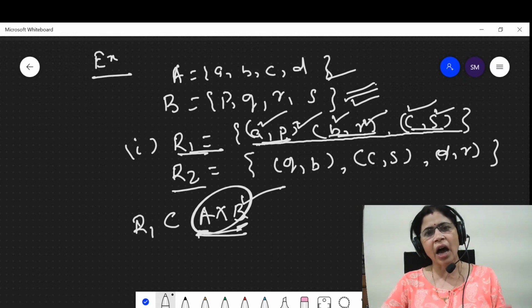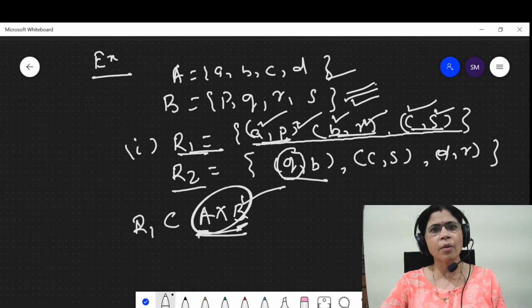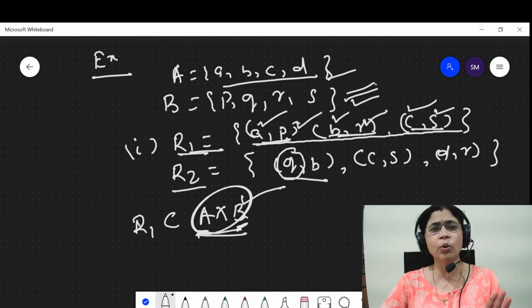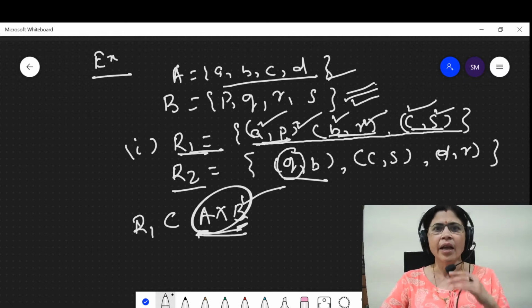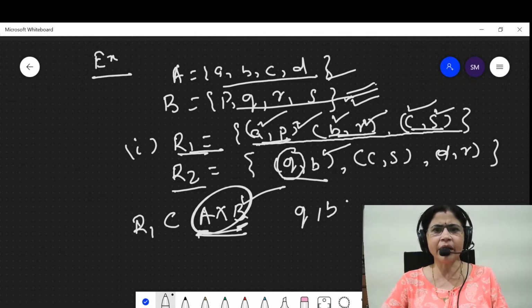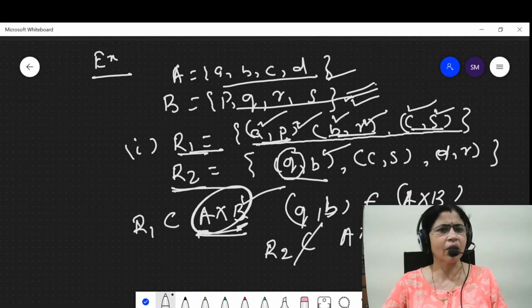Let us analyze R2. Here R2 has QB. Is Q an element of A? No, because Q doesn't belong to set A, and B doesn't belong to set B. This means QB doesn't belong to A cross B. This shows that R2 is not a subset of A cross B. This means R2 is not a relation.